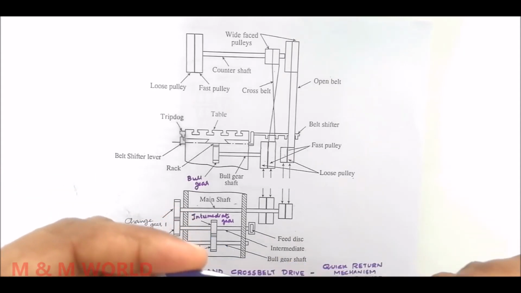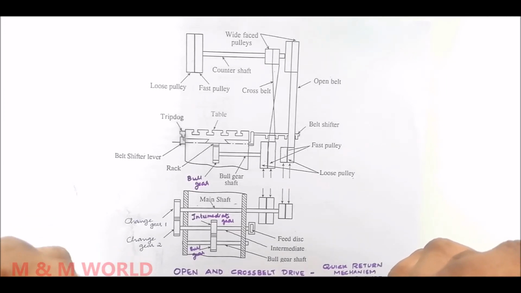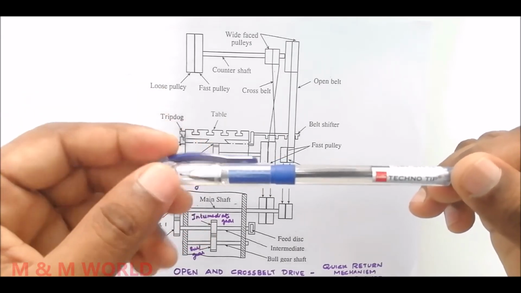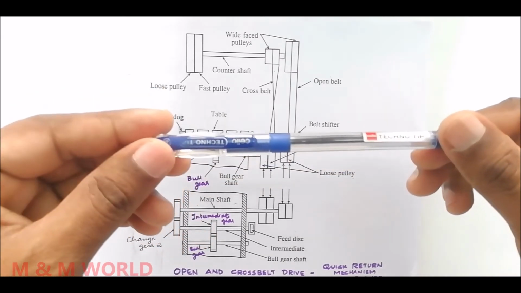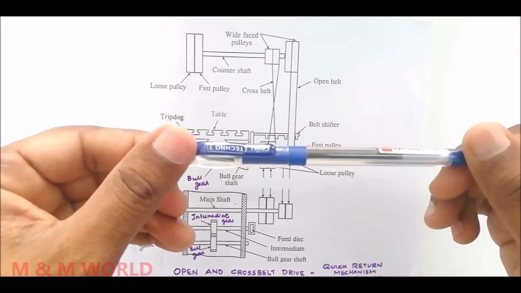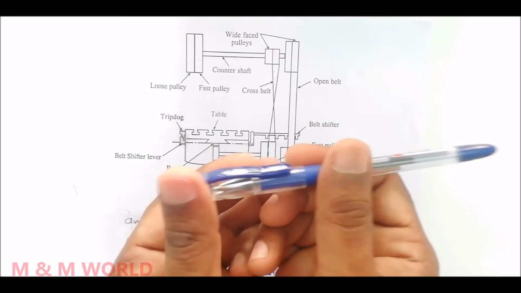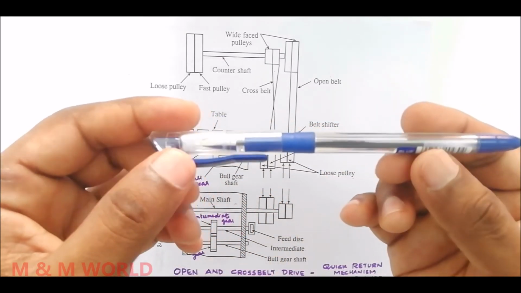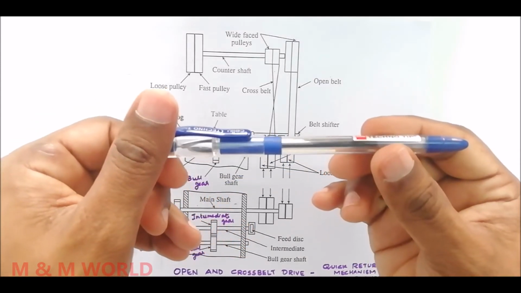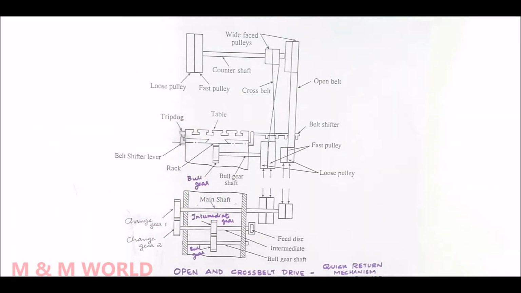loose pulley means that even though the pulley is rotating, the shaft will not rotate. In the case of tight pulleys on the shaft, when the pulley rotates, the shaft rotates as well. So a loose pulley on the shaft means the pulley rotates but the shaft will not rotate. A tight pulley on the shaft means that when the pulley is rotating, the shaft also rotates.